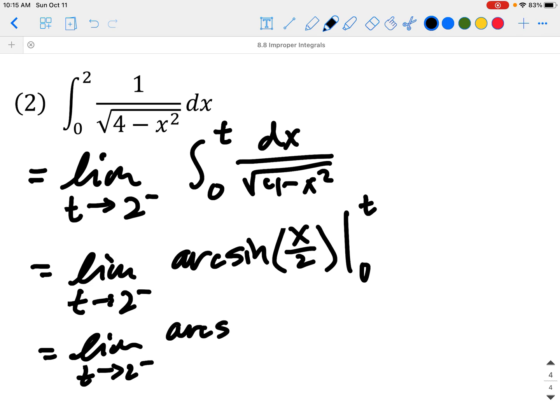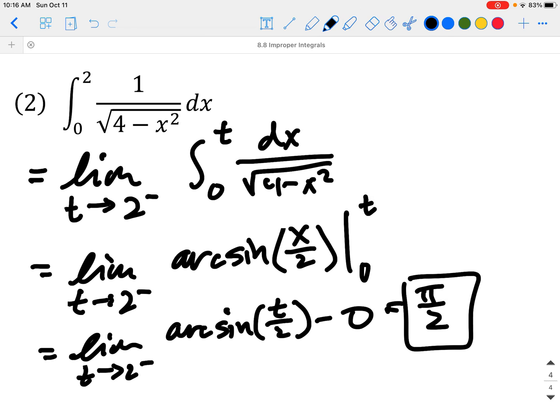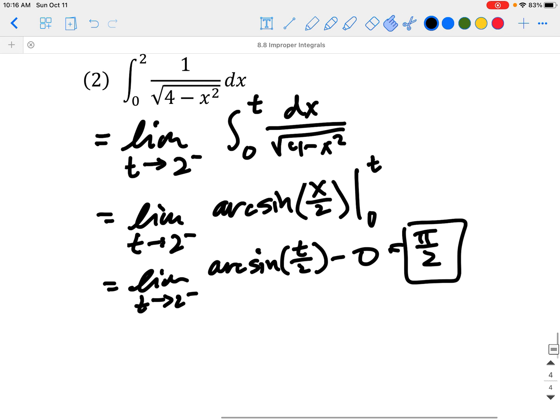So then we'll get arcsine of t over 2 minus arcsine of 0, which is just 0. And then substituting in t is 2, we'll get arcsine of 1, which is going to be pi over 2. So this integral is going to equal pi over 2. And again, definitely worth graphing the function to see what it looks like. But this is going to converge.